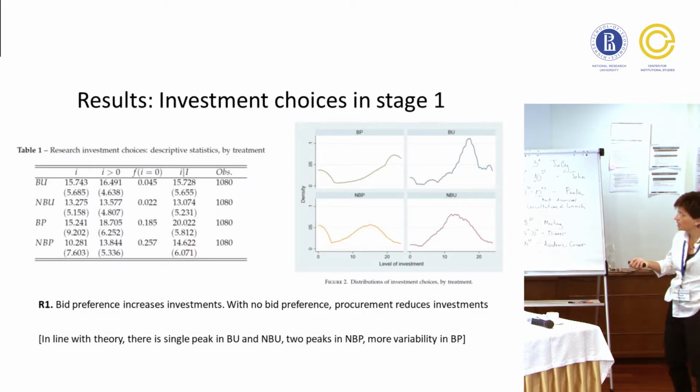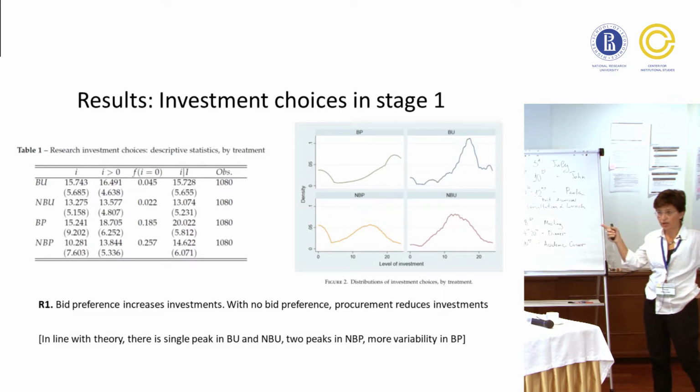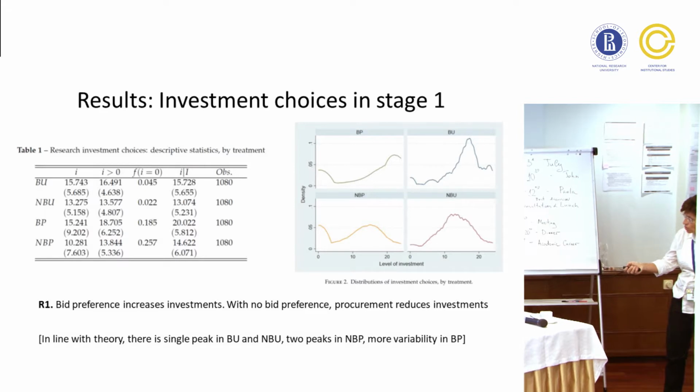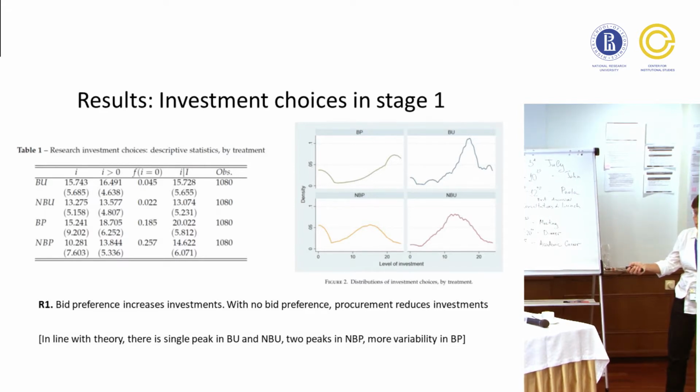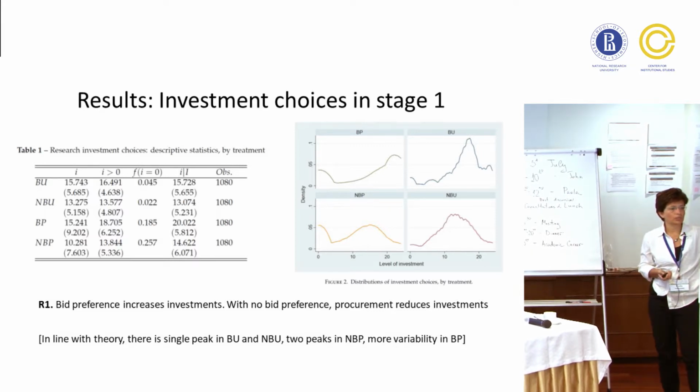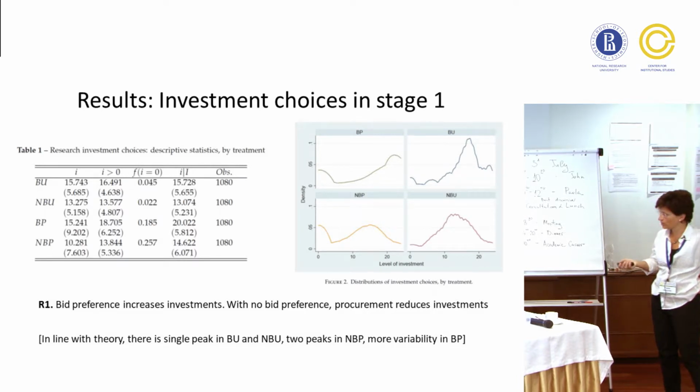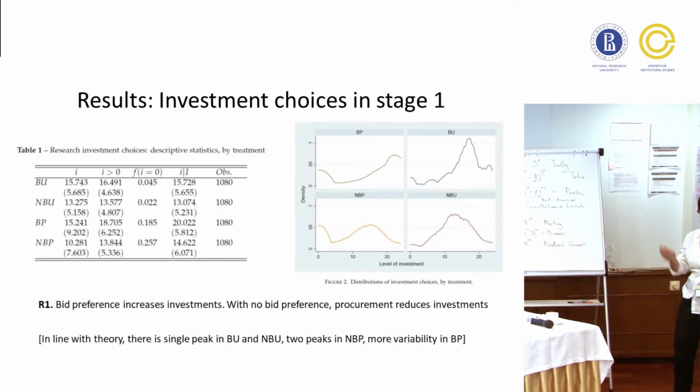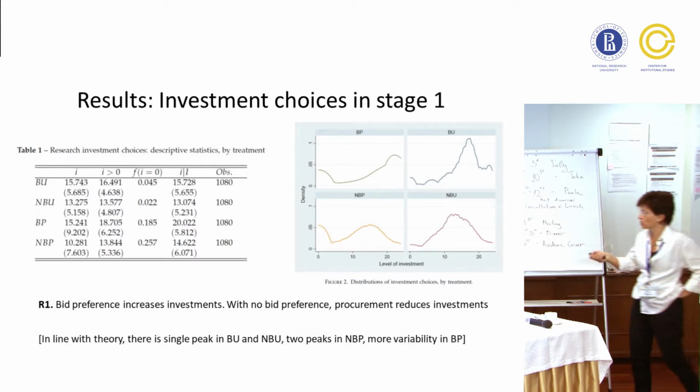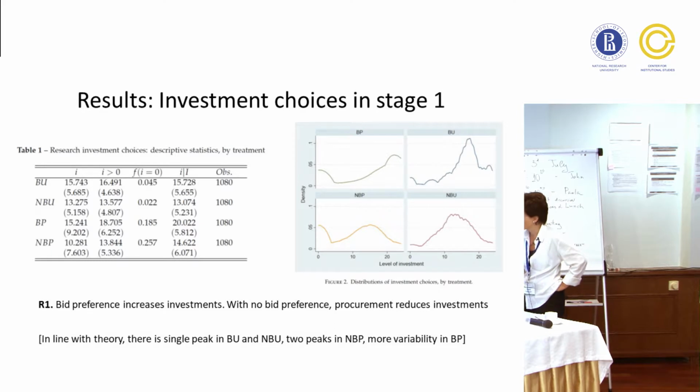While you can see that you have two peaks in the procurement with no bonus, and indeed, if you remember, we had the two equilibria, 0 and 12, so you see one close to 0, and this should be close to 12, okay? While you have a large variability in the last treatment which I presented, with the bonus and procurement, in which we have mixed strategies, you see? This is the way in which the distribution is represented.